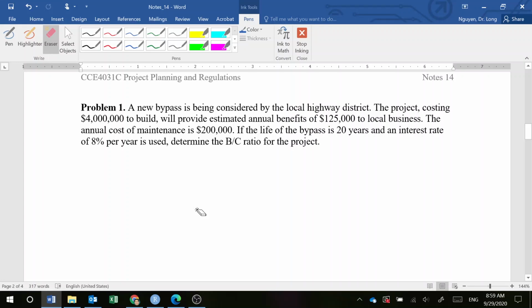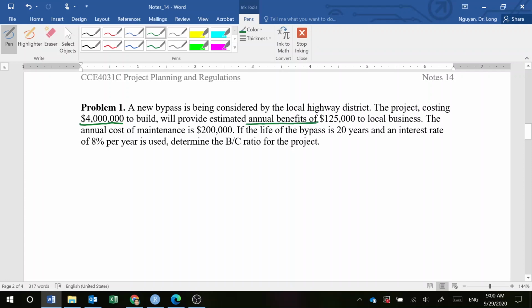Problem 1, benefit cost analysis. A new bypass is being considered by the local highway district. The project costs 4 million to build, so this is basically the initial cost. And we'll provide the estimated annual benefit. So the keyword here is the annual benefits.